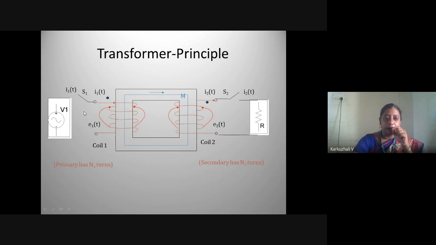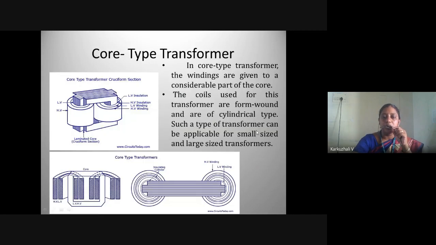You can see a voltage given at the input. This is the input voltage given to the primary winding of the transformer. The current I1 flows. There is a switch S1 that is used to close the circuit, and the EMF induced in the primary winding is E1(t). The primary winding has N1 turns and is linked through the core to the secondary winding, coil 2, while the primary is coil 1. The EMF induced on the secondary side is E2(t) with current I2 flowing, connected to the output, which is the load resistor R.